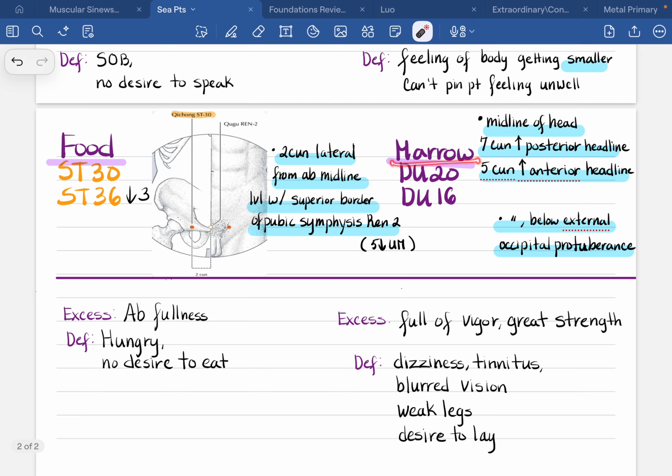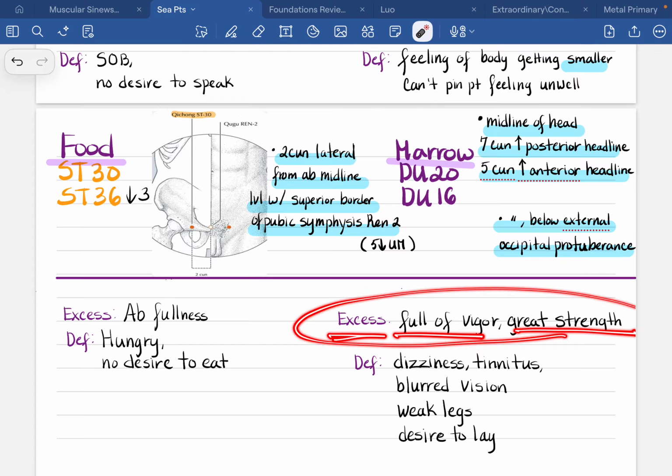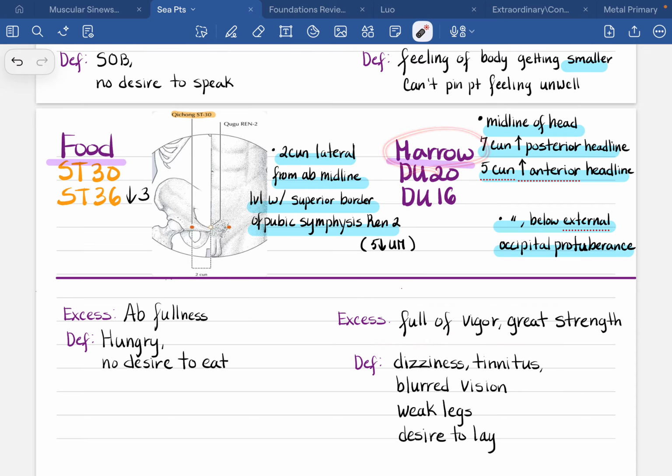And then for the marrow, when you're in excess, you're full of vigor and great strength. This is too much. You think of it as bone marrow, very rich, right? And if it's not enough marrow in quantity, you're going to feel dizziness, tinnitus, blurred vision, weak legs, and a desire to lie down. So you can think of it as you get dizzy, tinnitus, and blurred vision. You're going to start to have weak legs, and a desire to want to lie down. So you can kind of remember it that way.